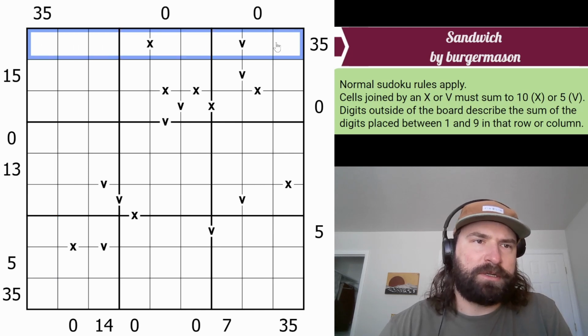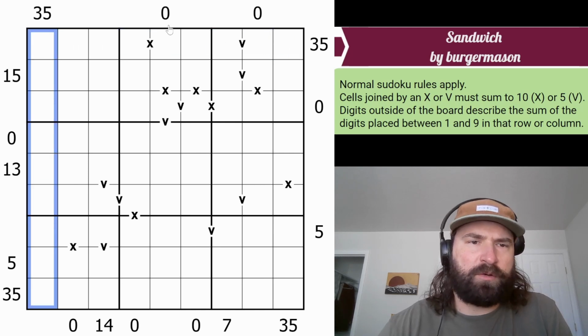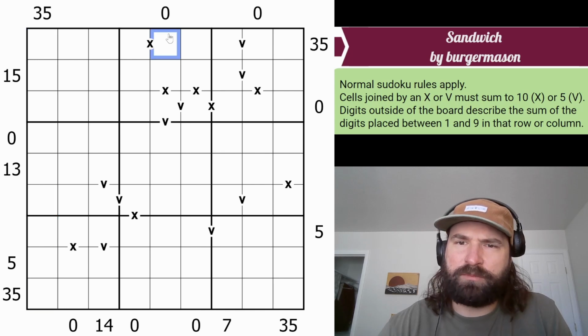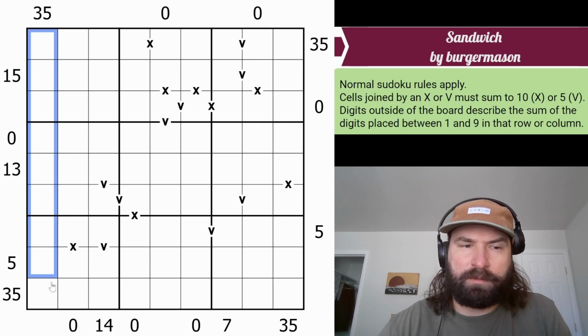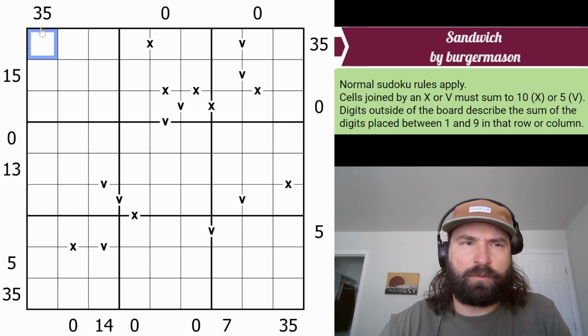35s are interesting. So why does it matter where the clue is? Like what digits outside the board describe the sum of the digits placed between, why isn't this 0 down here? Why does it matter? It doesn't seem like it does, so I don't really understand why they just randomly put some of the numbers on the bottom and some of the numbers on the top. Digits outside the board describe the sum of the digits placed between 1 and 9 in that row or column. Like, is that telling me that 1 comes before 9? I don't know. Why does it matter that the 35 is here and not here?